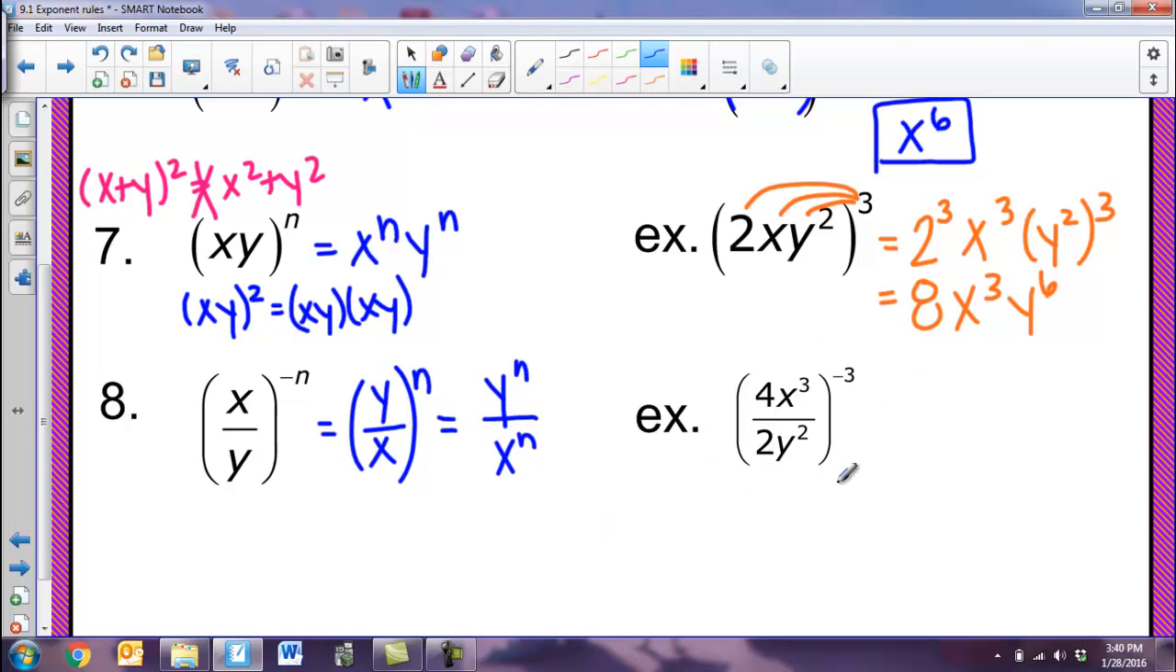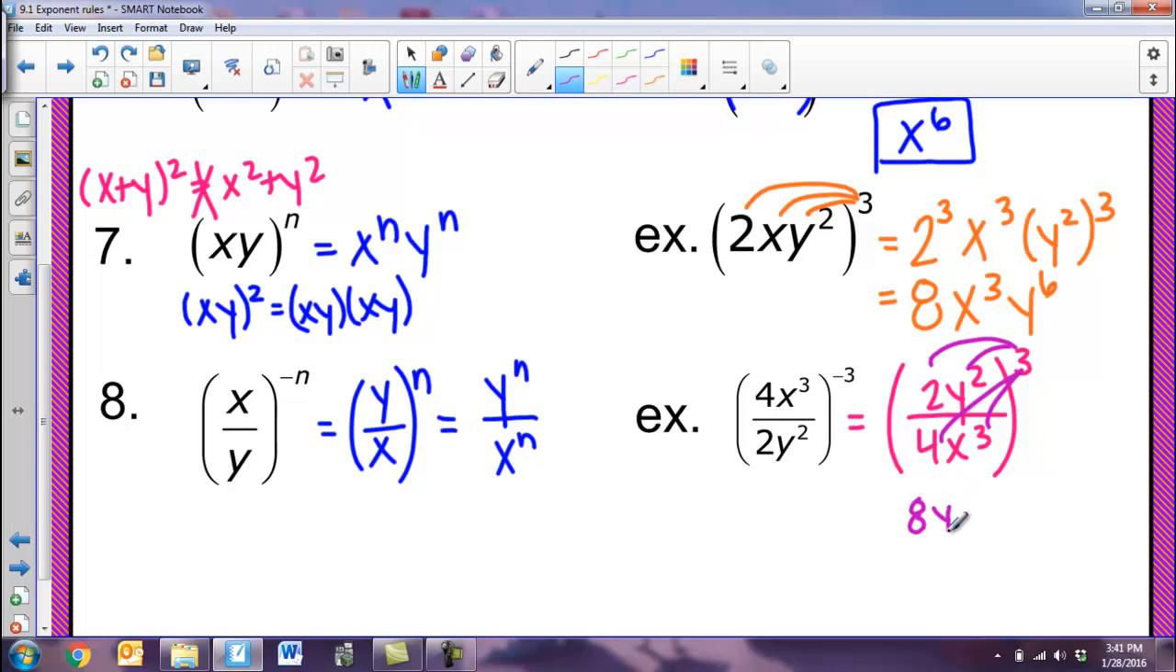So if I had a problem like this guy, what I always do first is flip it first, because if I flip it around first, then I dealt with this negative exponent. I don't have to play with that game anymore. So in order to get rid of my negative exponent, I'm just going to flip-flop every single piece inside here. So I'd have 2y squared over 4x cubed, and then this is now all to the 3rd power. Now this makes it a lot easier because I can just go ahead and distribute to each piece inside. So I'd have 2 cubed, which is 8. y squared cubed is y to the 6th. 4 cubed is 64.